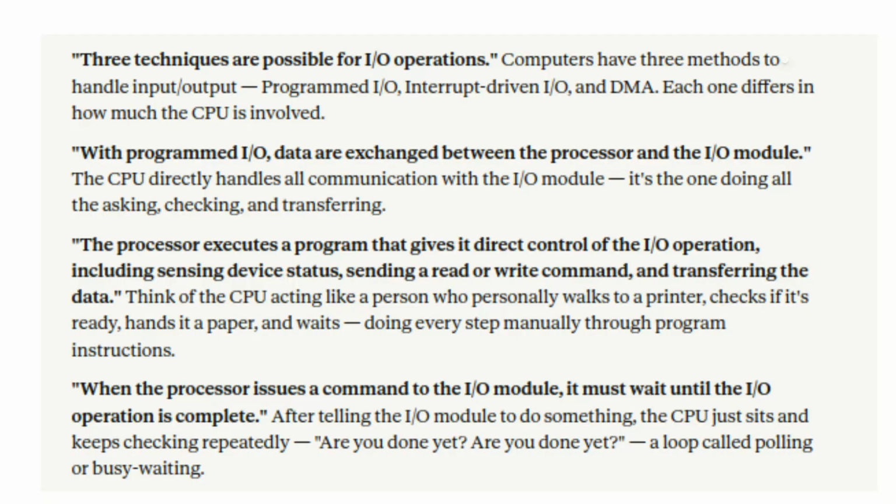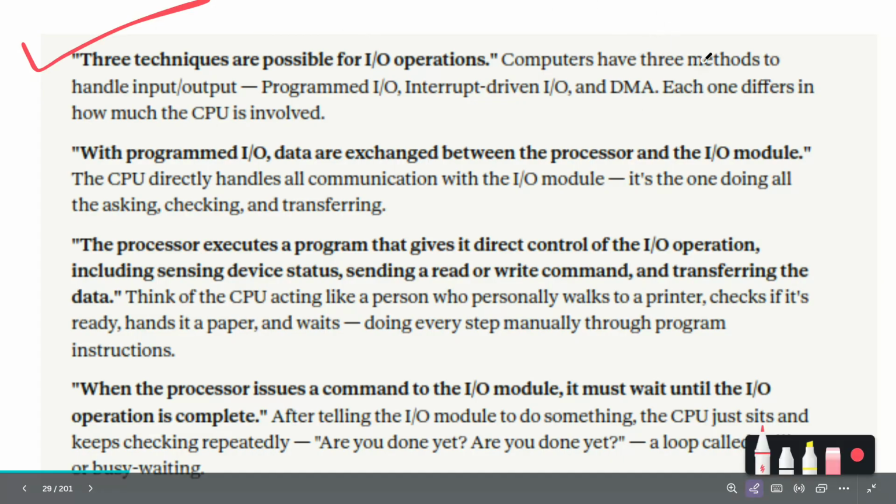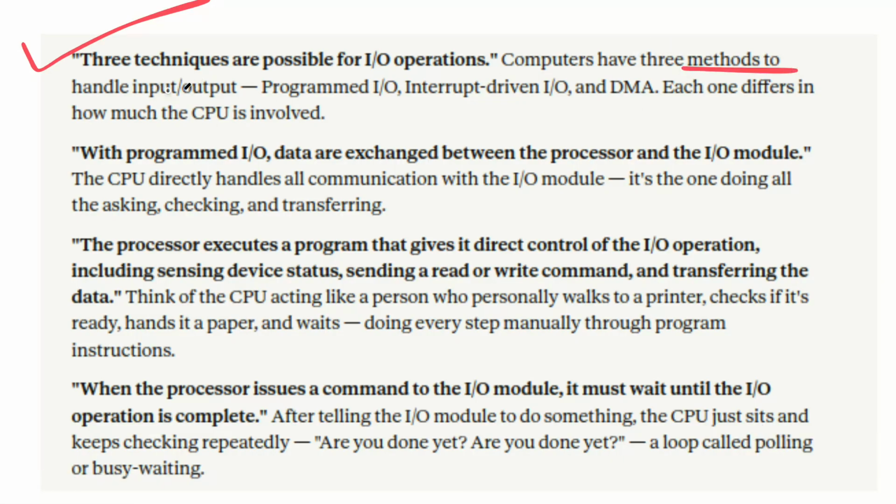Now in order to do IO operations, there are three techniques that you have to understand. Computers have three methods to handle input-output operations, that is programmed IO, interrupt-driven IO and DMA. Each one differs in how much the CPU is involved. So the three methods are programmed IO, interrupt-driven IO and DMA.